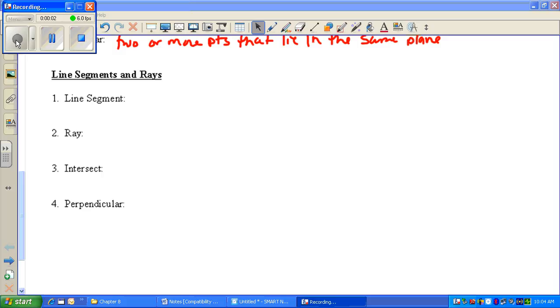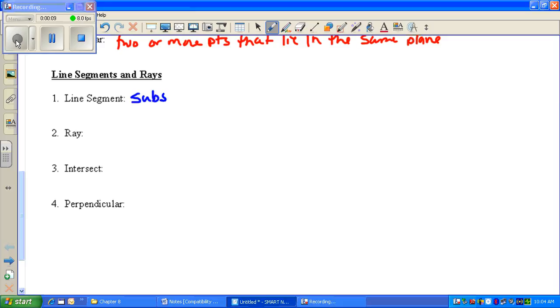Our second lecture on 8.1 talks about line segments and rays. So a line segment is a subset. We talked about subsets when we talked about set theory. So it's part of a line. It's a subset of a line.